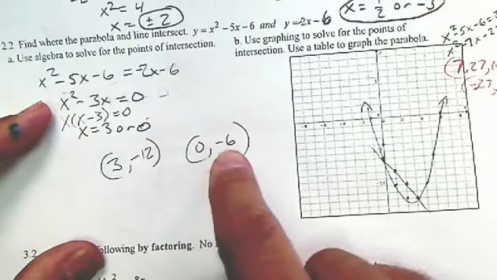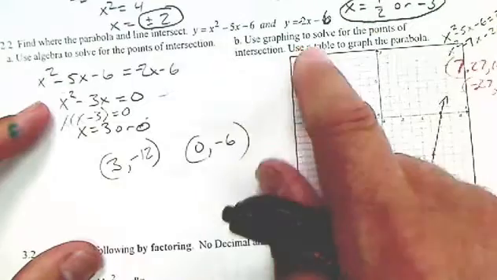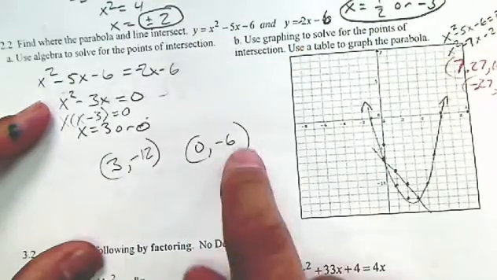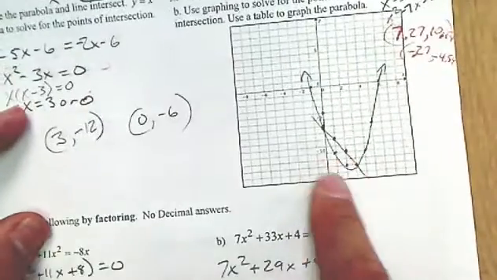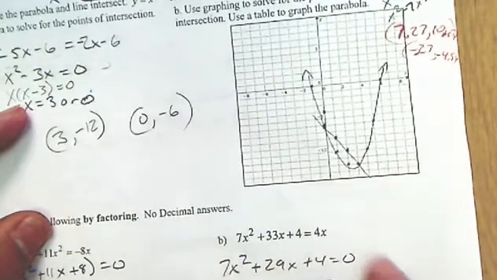And to get my y's, I just plugged it into one of the equations. Doesn't matter which one I picked. Just plug it in and you get your y values. And when you graph both of them, they should intersect at 0, -6, and at 3, -12.